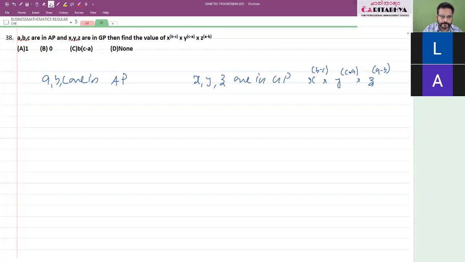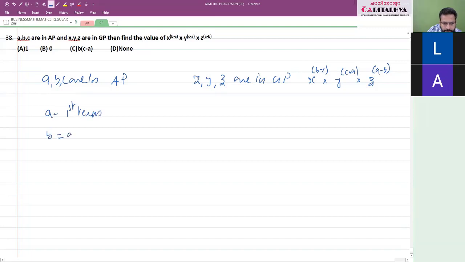Then let's see. So a, b, c are in AP. Let's take first term a and common difference d. Okay. So if a is the first term, what will b be? a plus d. What will c be? a plus 2d. Then here x, y, z are in GP.